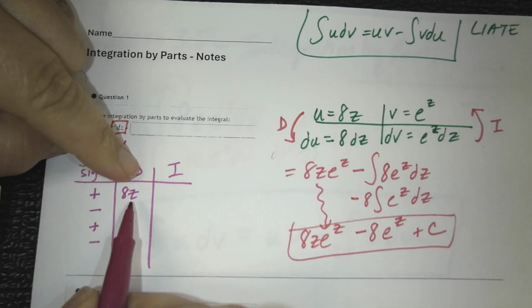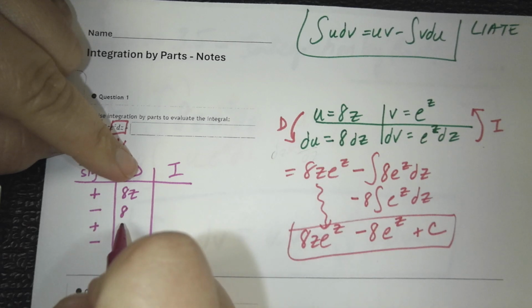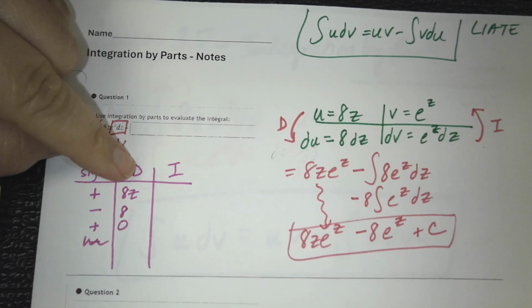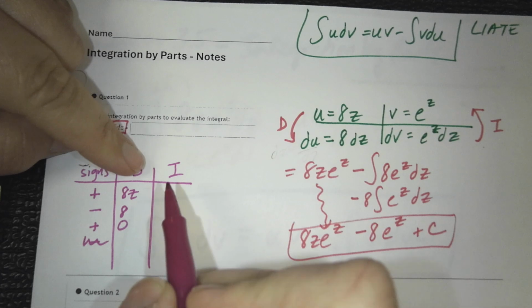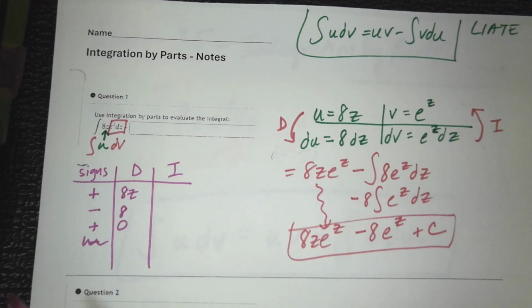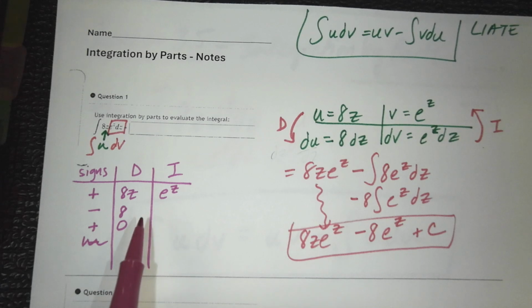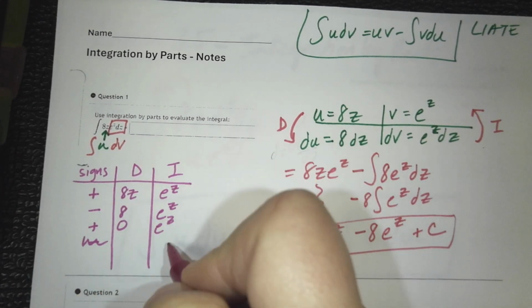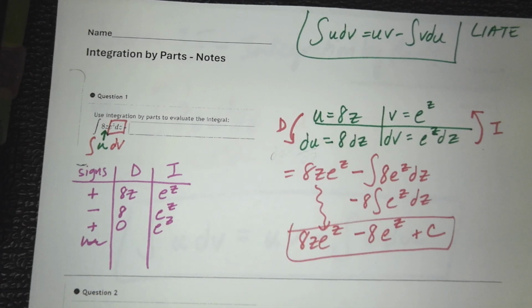So what's the derivative of 8z? 8. And what's the derivative of 8? 0. So you don't really need that little section right there. The I is the dv part, the integral part. And we don't have to write the dz. We're just going to write e to the z. It's easy to integrate. What is the integral of e to the z? e to the z. What's the integral of e to the z? And you go as many times until you get down to that 0. If it's an e problem.